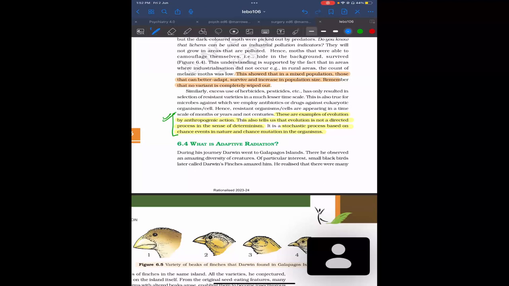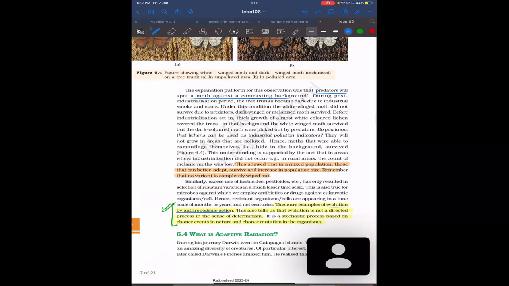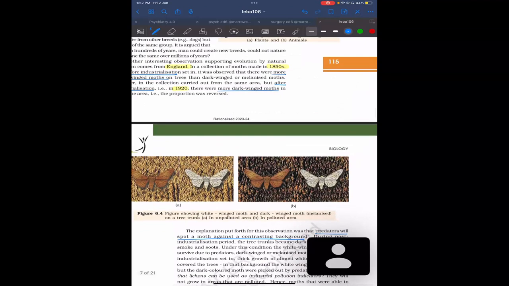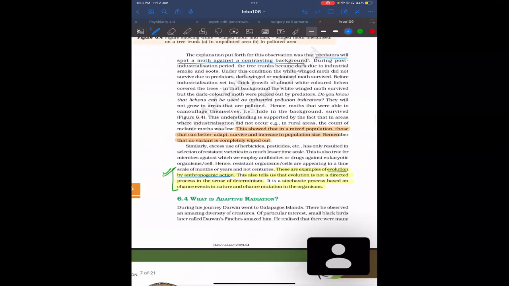जो जो ये सारी एग्जांपल्स थी अभी तक, वो क्या है? एवोल्यूशन बाय एंथ्रोपोजेनिक एक्शन. एंथ्रोपोजेनिक मतलब जो ह्यूमंस की वजह से एक्शन हुआ है, ये एवोल्यूशन उसके रीजन की वजह से हुई है. यहाँ पे ऊपर एवोल्यूशन क्यों हुआ था? क्योंकि इंडस्ट्रियलाइजेशन हुई थी. इंडस्ट्रियलाइजेशन किसने की थी? ह्यूमंस ने की थी इंडस्ट्रियलाइजेशन. So that is an anthropogenic action. So this is an example of evolution by anthropogenic action.